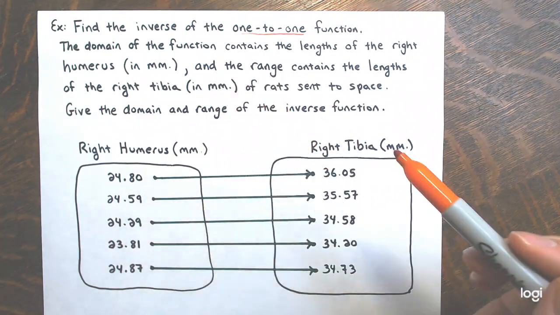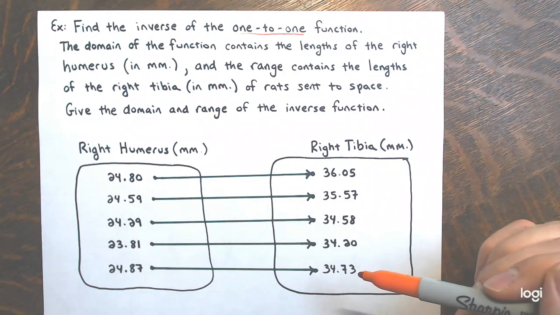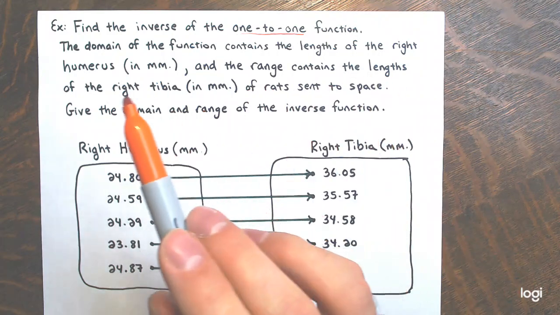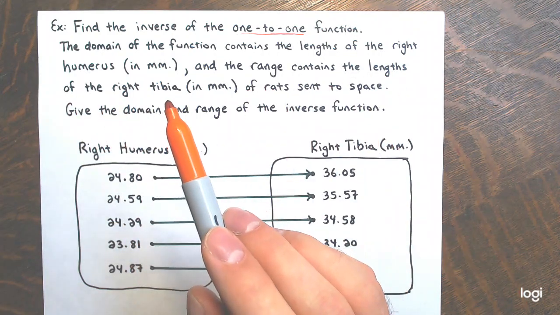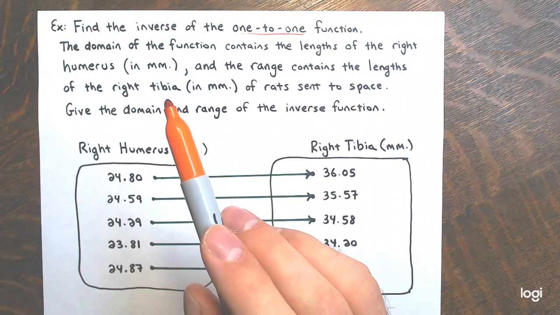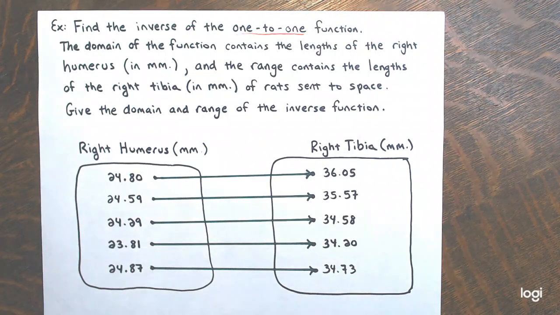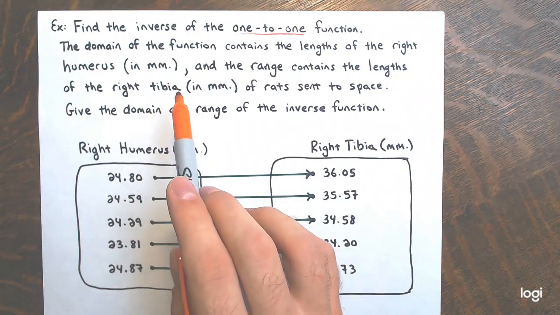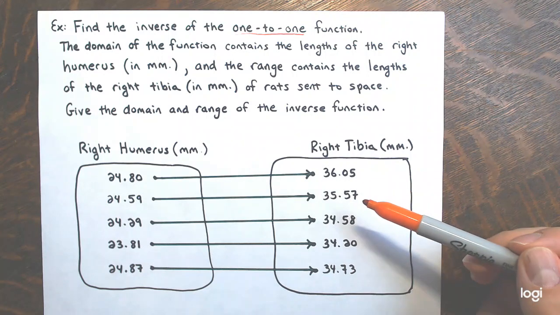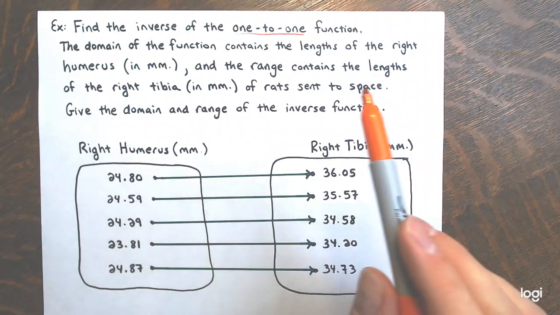And the range, this box here with the values 36.05 to 34.73, represents the lengths of the right tibia, which is your shin bone, that big bone in the front. You have the tibia and the fibula, and the tibia is the big one. But in a rat, in millimeters. So this is 36.05 millimeters, 35.57 millimeters, and so on, of rats sent to space.